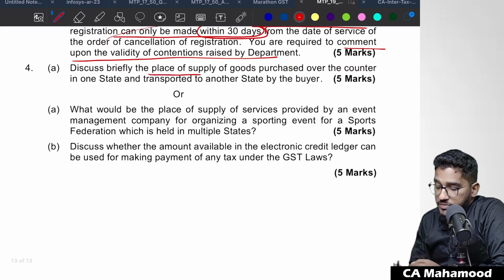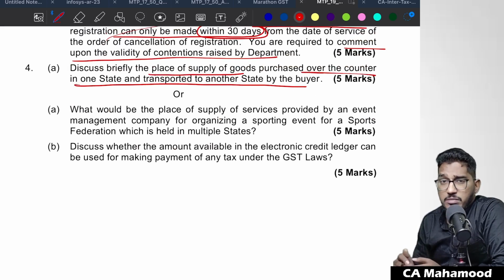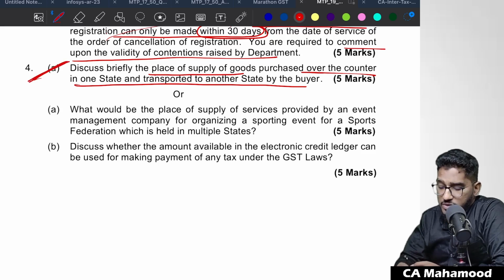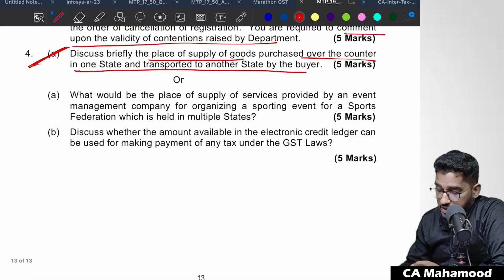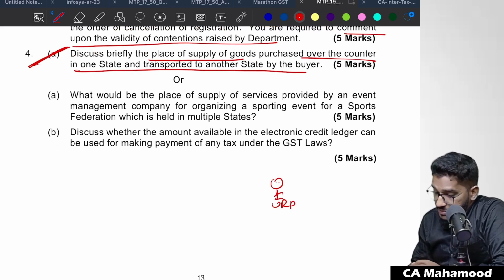Discuss briefly the place of supply of the goods purchased over the counter in one state and transported to another state by the buyer. See, this is also one amendment. This also we have discussed in the amendment class. I will tell you once again here. See, if an unregistered person is from one state, let me give you one example. See, one unregistered person is there. He is from the state of Gujarat.